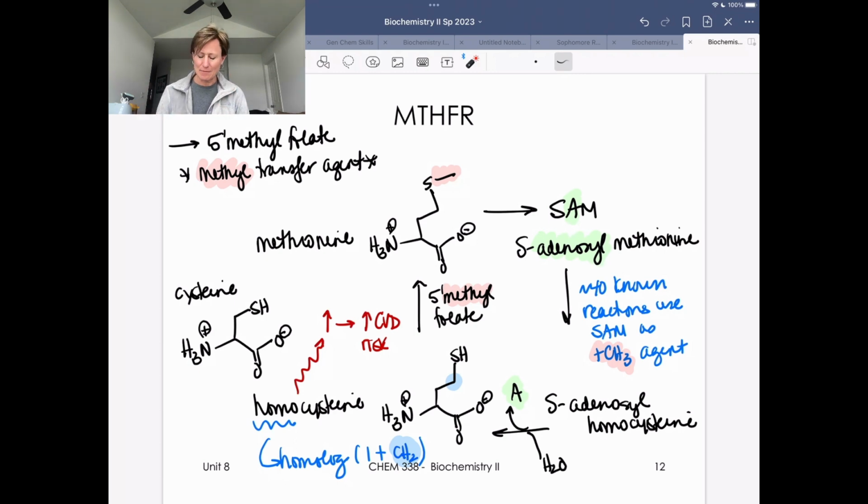So tying it in again, MTHFR deficiency is going to leave you deficient in 5-methylfolate, which ultimately will leave you deficient in SAM, which means you're not going to be able to be effective in doing these biological methylating agent reactions.